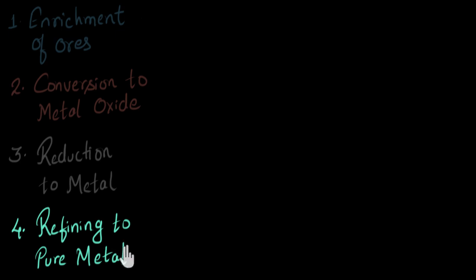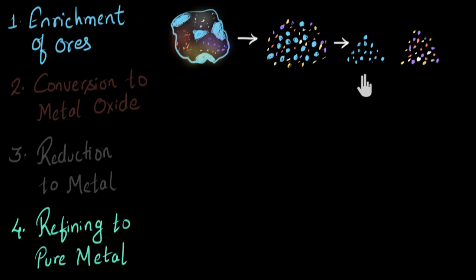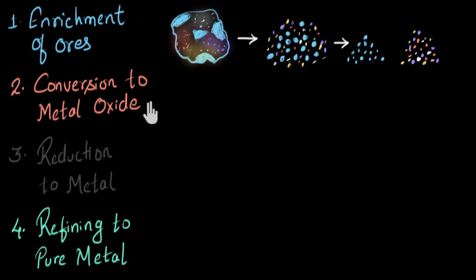See, so far we have been talking about extraction of pure metals from metal ores. And we spoke about what are the steps over here. The first step was enrichment of ores, where basically we crush the ore and we separate the metal compound out of the impurities. Now the second step was conversion to metal oxide. See, if this metal compound is a sulfide or a carbonate, first thing we do is to convert it to metal oxide. And the reason for doing this was because it's easier to extract the metal out from the metal oxide. And that's our third step. We reduce the metal oxide to get the metal out.